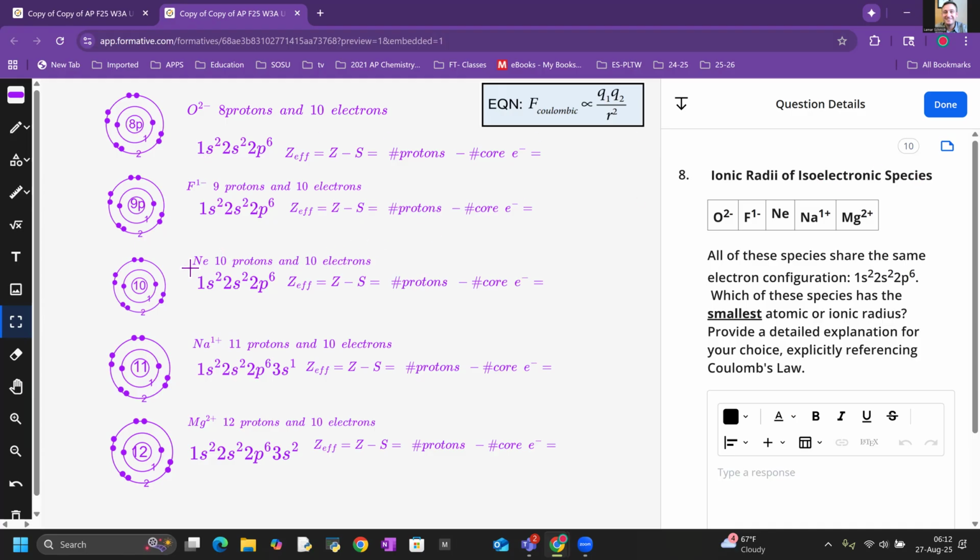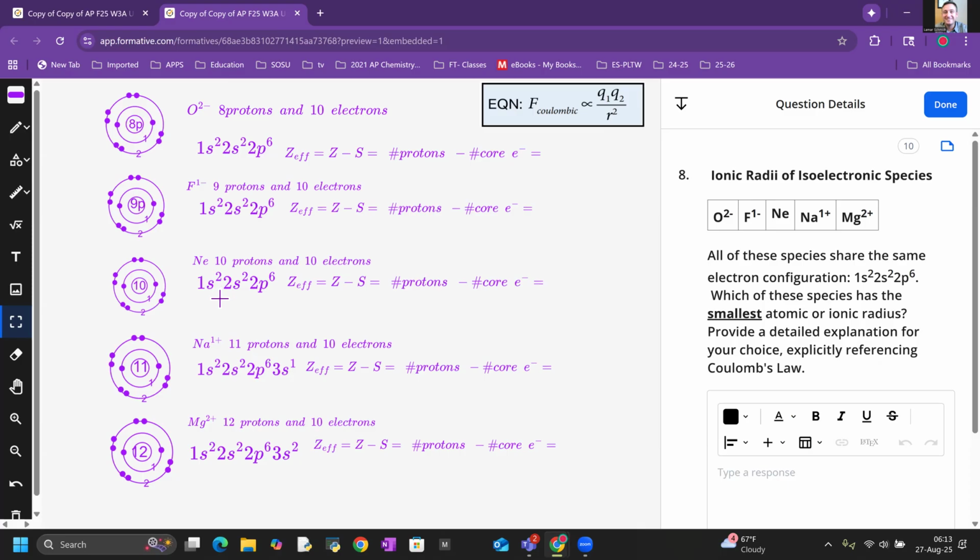All right, and so we can also look at neon. And neon has 10 protons and 10 electrons, and it is a neutral charge. And this is drawn already there. And if you look at its electron configuration, it has 2 plus 2, which is 4 plus 6, which is 10 electrons. We don't need to change anything because this is a neutral atom of neon, and this is the electron configuration of neon.